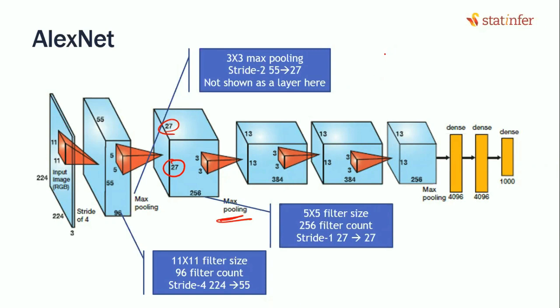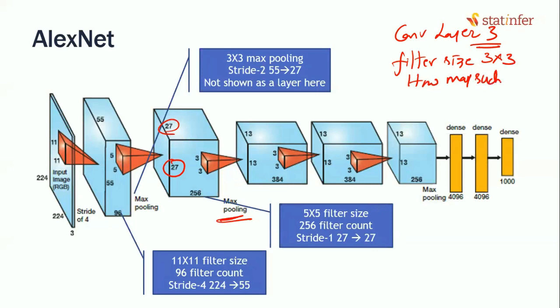After that, what is the next layer that has been added by this team in AlexNet? Convolution layer 3. Can you tell me the filter kernel matrix size of layer 3? I think all of you are now getting used to this. Yes, 3 cross 3. How many such filters? 384. I have copied that trick from here: start with smaller, almost double. From low level to mid level to high level, almost doubled, isn't it?